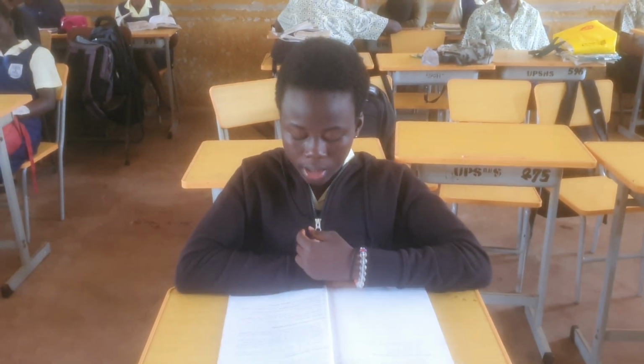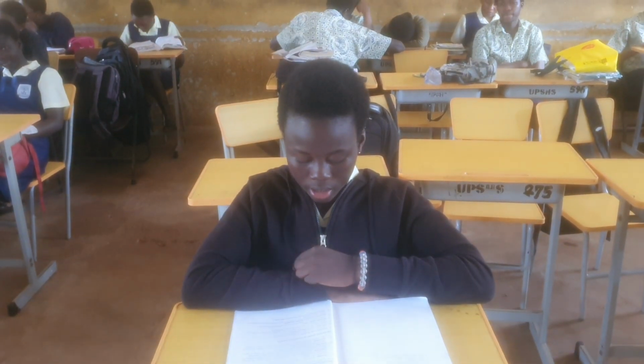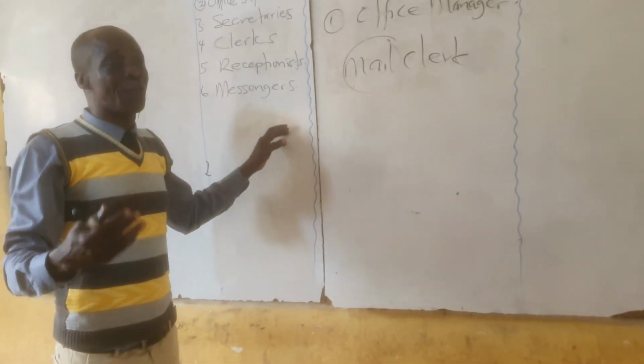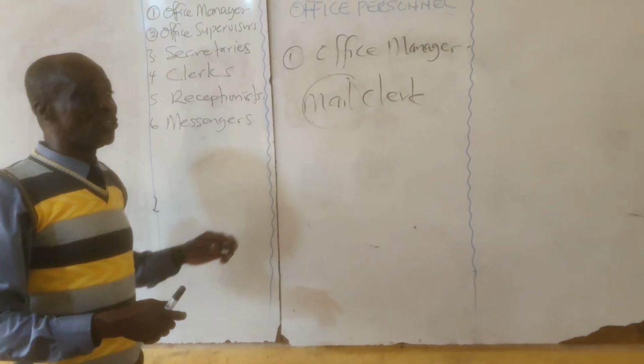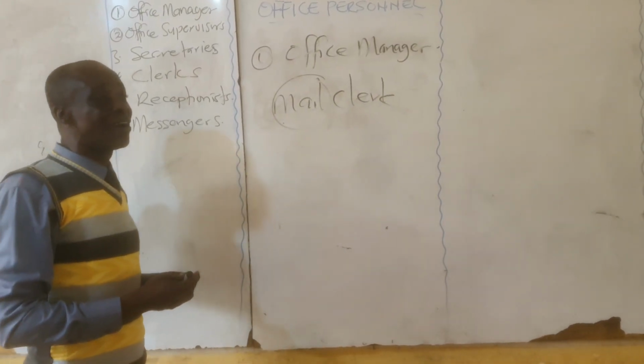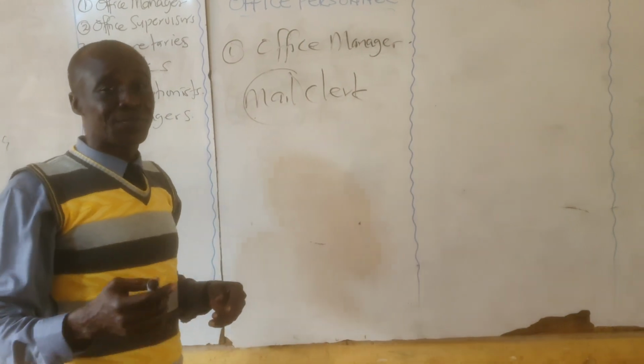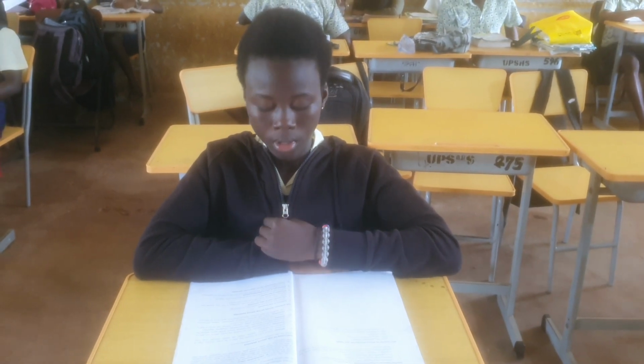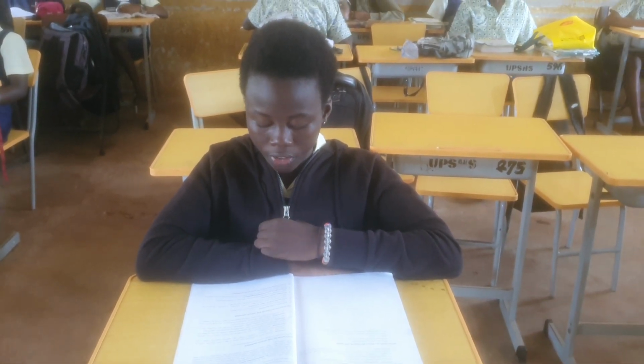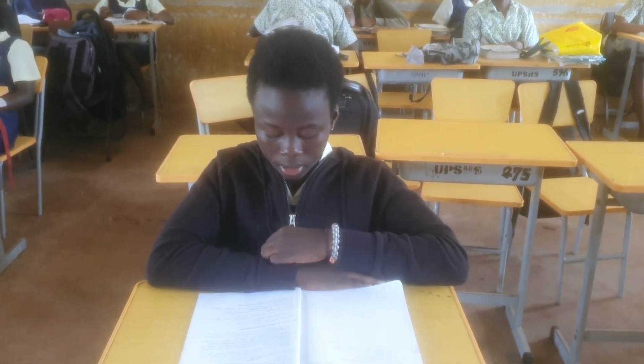The specific duties of the office manager. Now we are looking at the duties of the office manager. Let's continue. The duties of the office manager. 1. Instructions. The office manager gives instructions and directives. 2. Train senior staff on office procedure.